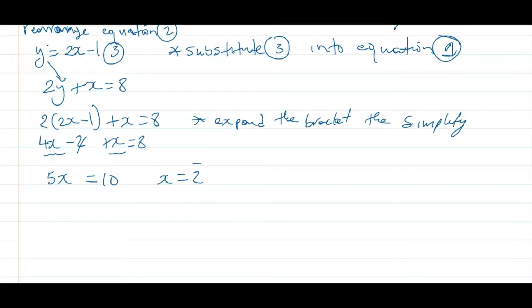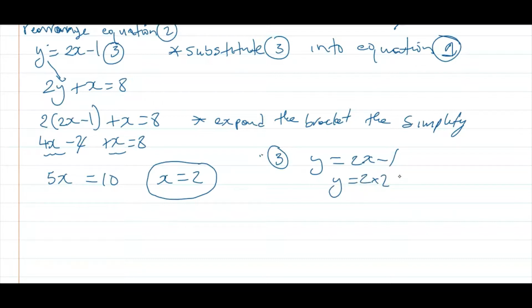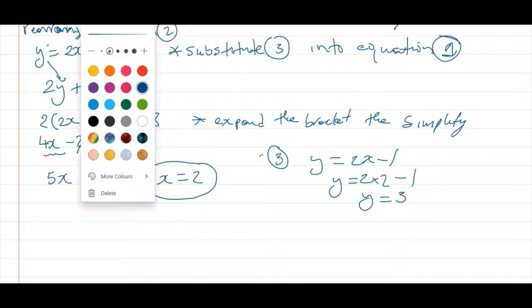Now, since we know one of the variables, we can use equation 3 to find y. Equation 3 was y equals 2x minus 1. So y equals 2 times 2 minus 1. y equals 3. So that was the solution through the substitution method.